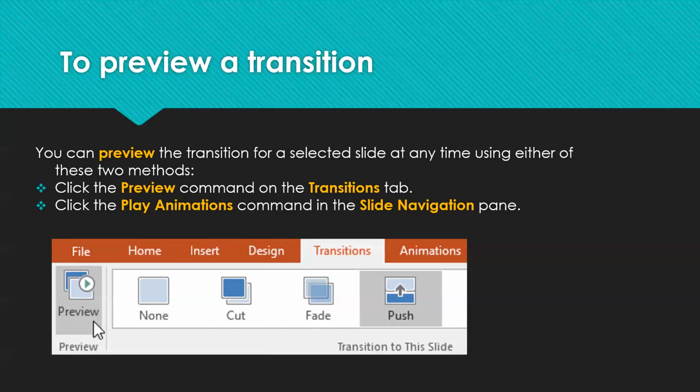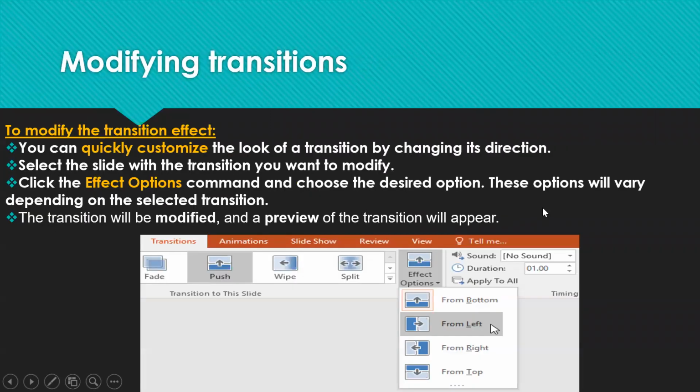So we just saw how to do a preview. Then go to the next topic, modifying transitions. To modify the transition effect, you can quickly customize the look of a transition by changing its direction. Select the slide with the transition you want to modify. Click the effect options command and choose the desired option. These options will vary depending on the selected transition. The transition will be modified and a preview of the transition will appear.